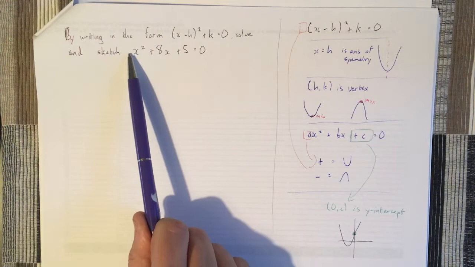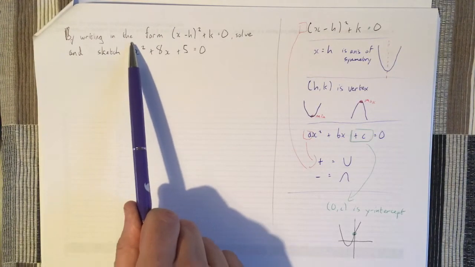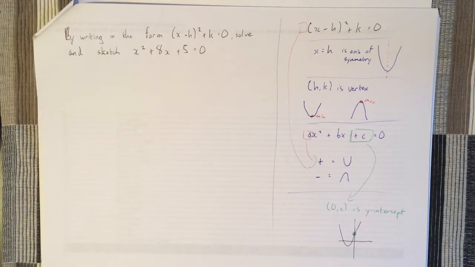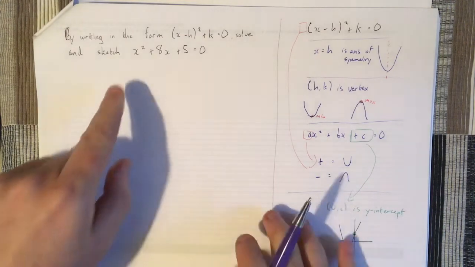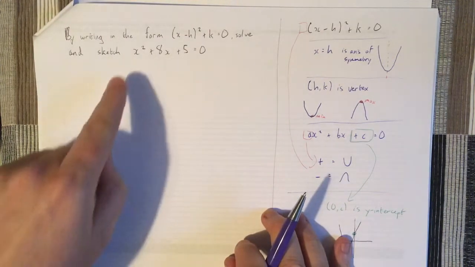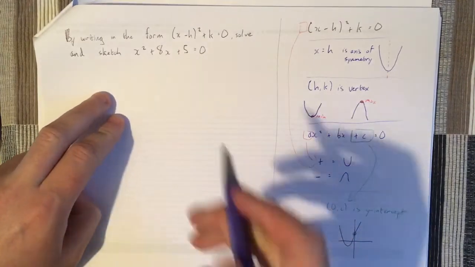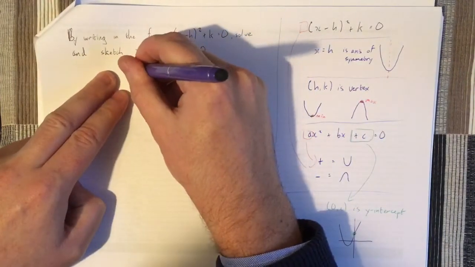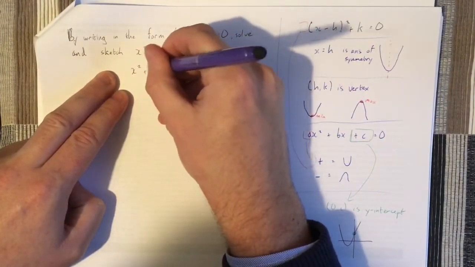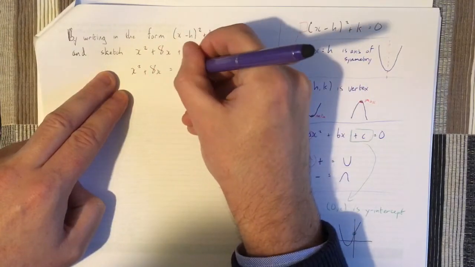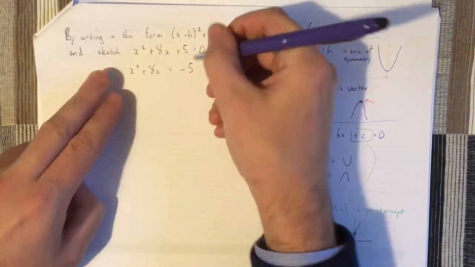All right, first example I'll do, there's going to be no coefficient on the x squared, no number in front of the x squared. And then in a second video I'll do one where there is a coefficient there, and that just adds a couple of steps to our process. So first thing I'm going to do is move the 5 over to the right hand side here. So I've got x squared plus 8x is equal to minus 5.